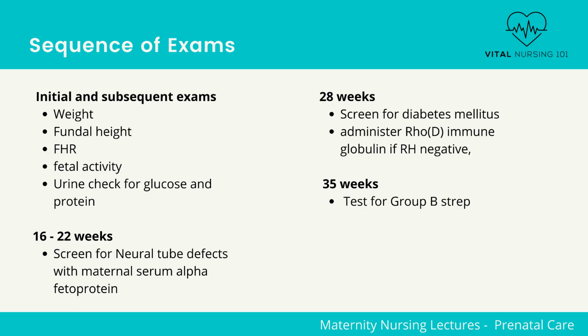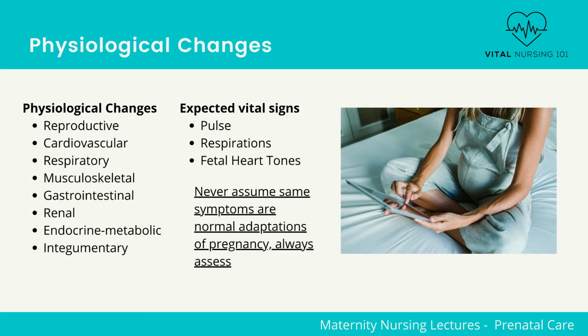Physiological changes in pregnancy are the result of hormone production and the enlarging uterus. You should be familiar with these changes for the NCLEX. Reproductive changes will include the uterus increasing in size, shape, position. Ovulation and menses cease. Cardiovascular changes will include increased cardiac output and blood volume, increased heart rate, increased coagulation.